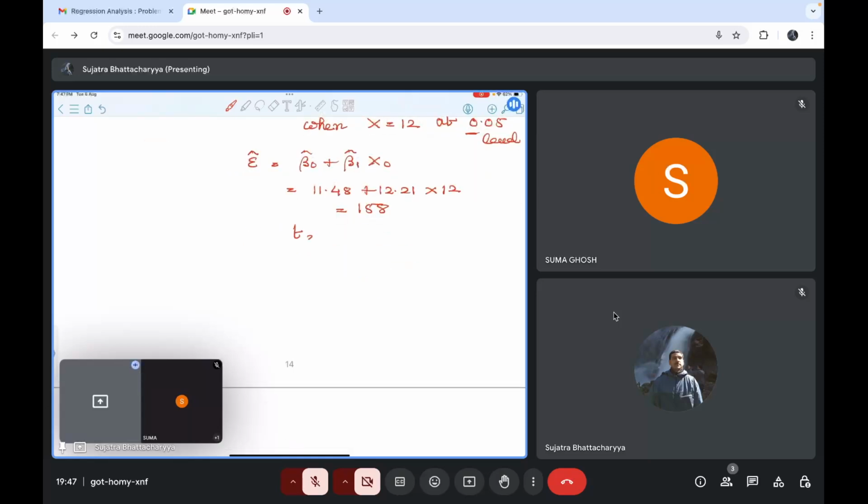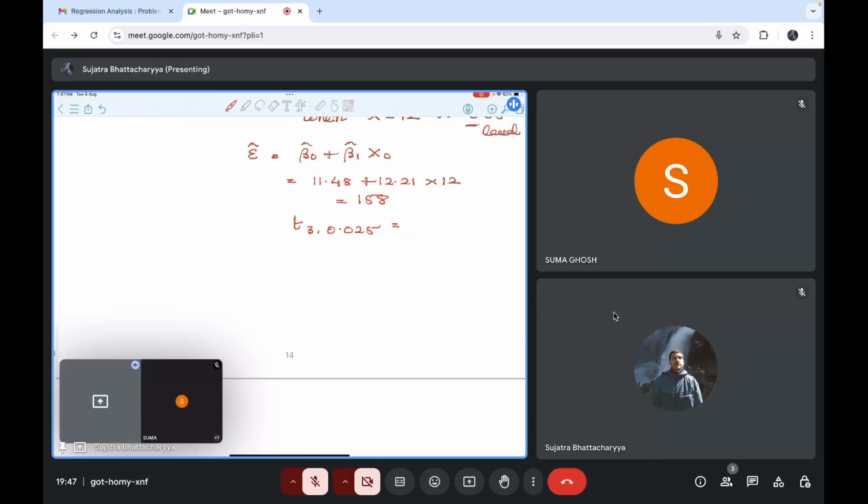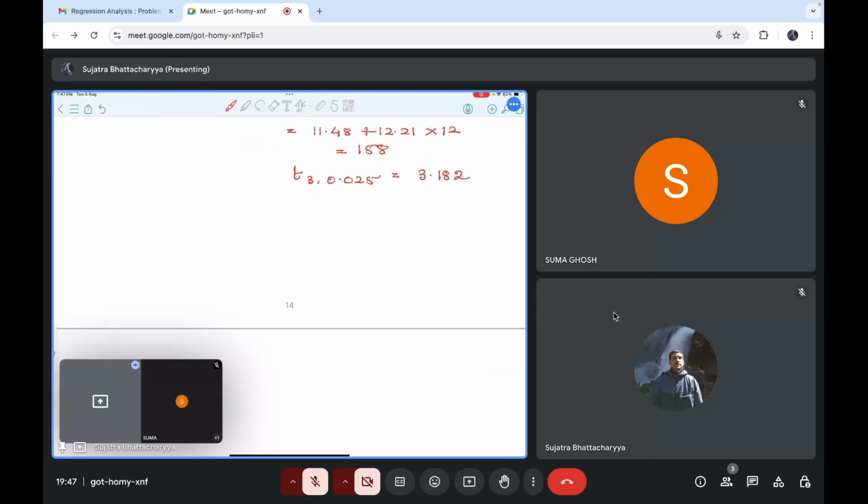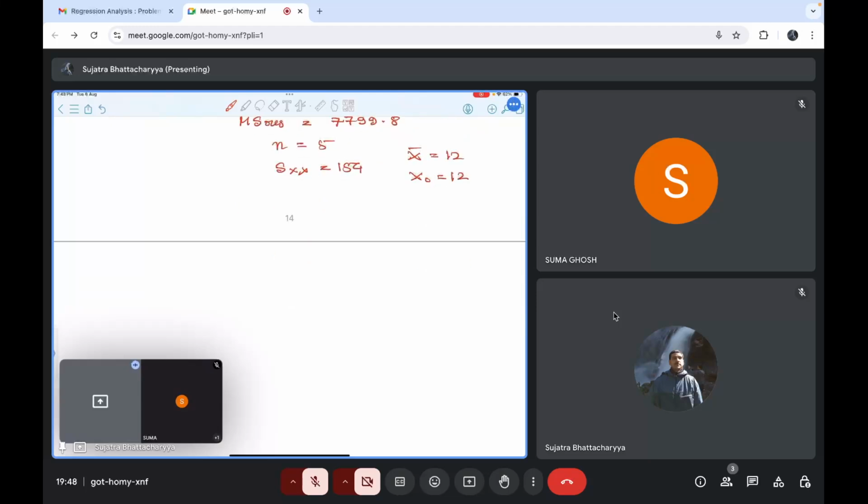We also know that t of 3, comma 0.025, because it is 0.05, we have to do alpha by 2, 0.025. And this has to be always n minus 2. So 5 minus 2, this is 3.18. Done. Next you have MS residual, which is 7799.8, n is 5, Sxx is 154. What else? x bar is 12, we have already calculated. x naught is also 12. That's why I've chosen 12, so that one of the terms becomes 0.